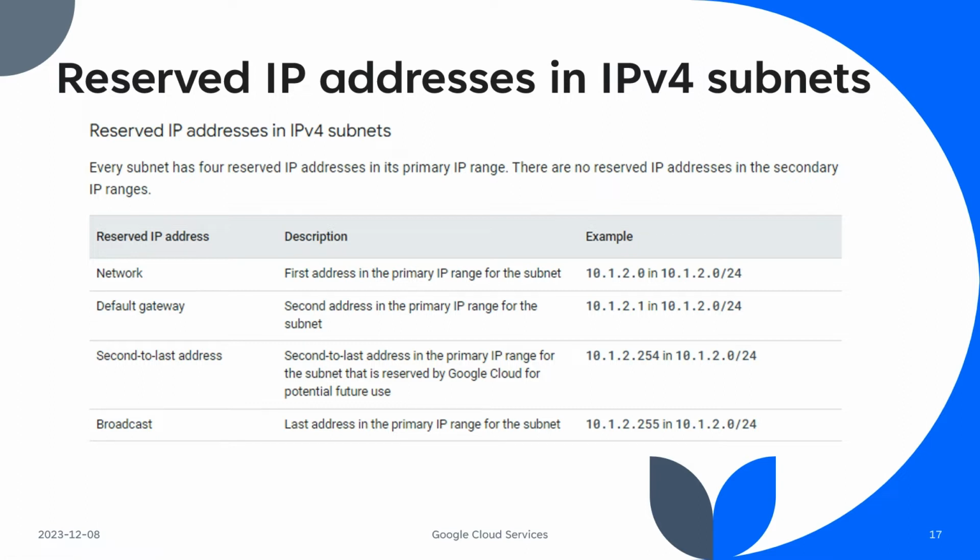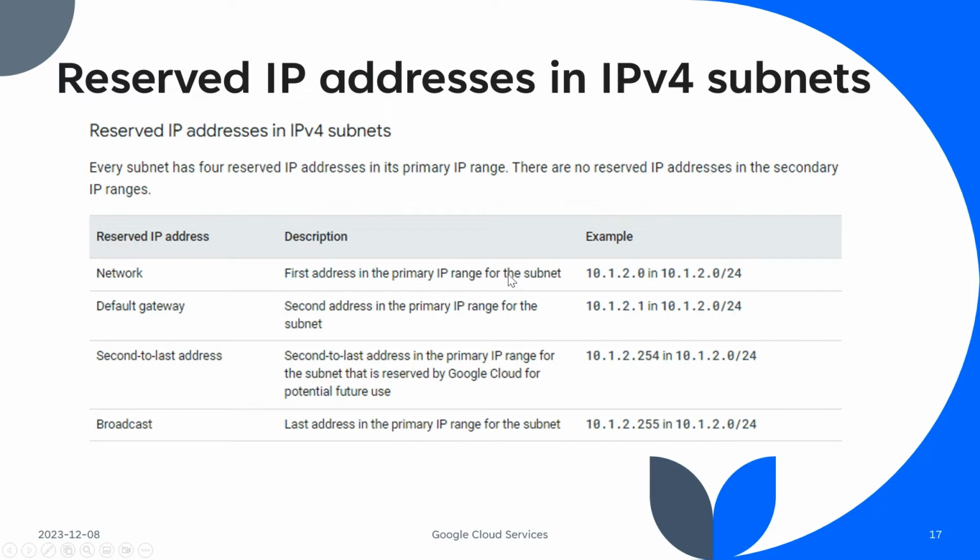In Google Cloud, when you create a subnet, network or subnetwork, you define some CIDR range, right? Whenever you define a CIDR range, there are some reserved IP addresses. Every subnet has four reserved IP addresses in its primary IP range, and there are no reserved IP addresses in the secondary IP range. Secondary IP range, just ignore this as of now. I will talk about the secondary range later, but just the IP range of the network.